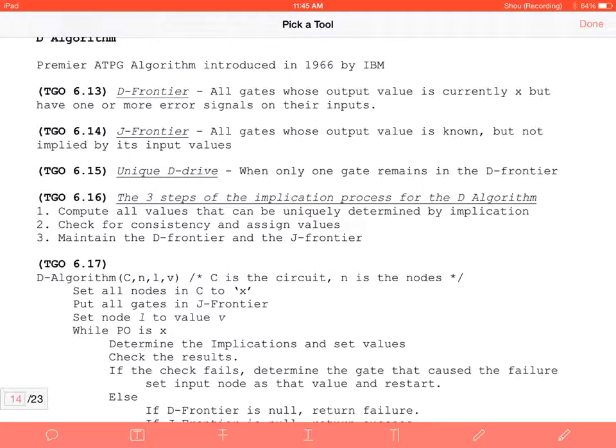That means we only have one gate left. For every other gate in the circuit, the output values are either known, or there are no inputs that have error values. So we're trying to get all of these gates out of the J frontier and eventually get down to this one last unique D drive. And from there, you know you have yourself a solved test vector.